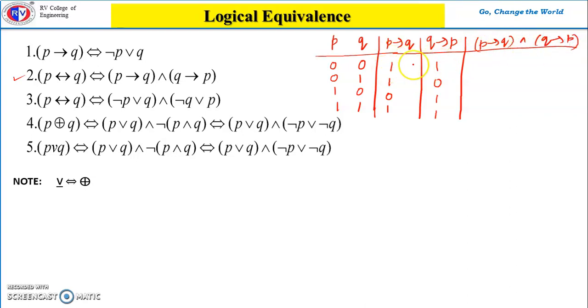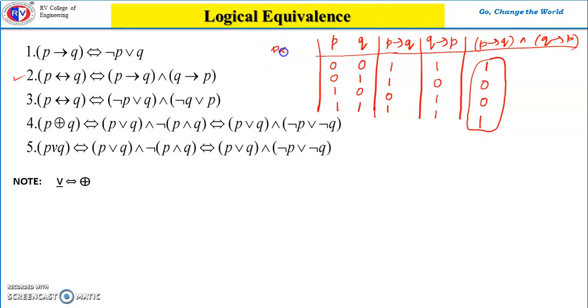So when I take AND, both the inputs are 1, so it will be 1. One of the inputs is false, it will be false. Here also one of the inputs is false, it is false. Both the inputs are 1, so it will be 1. So this is nothing but P biconditional Q, because that's what P biconditional Q is.